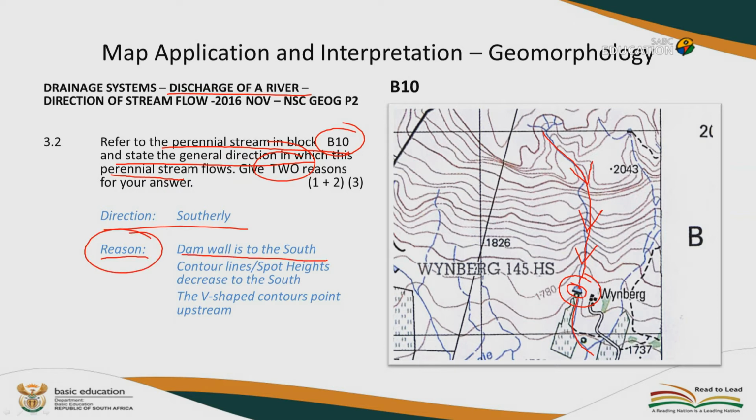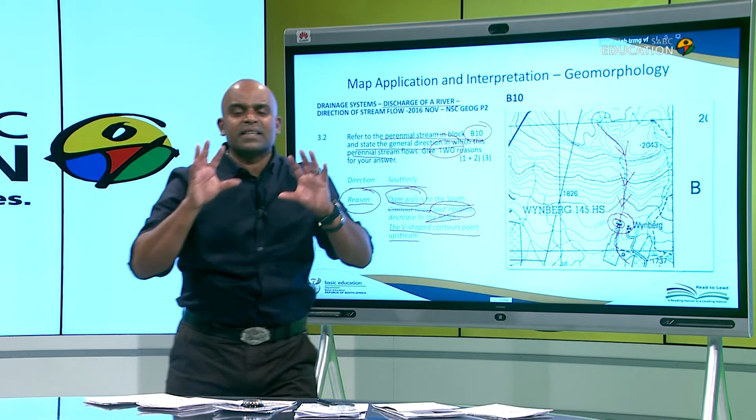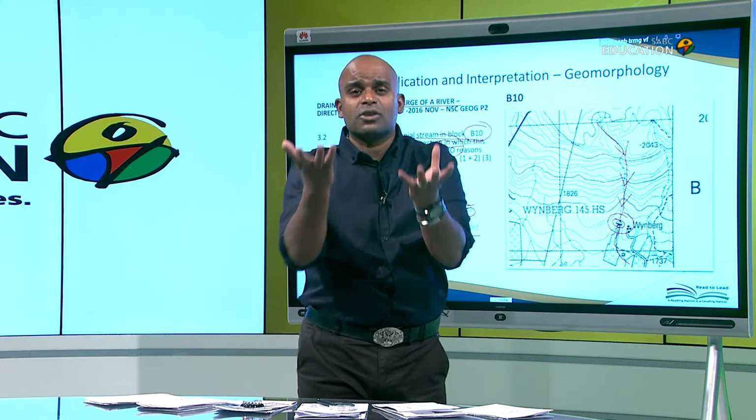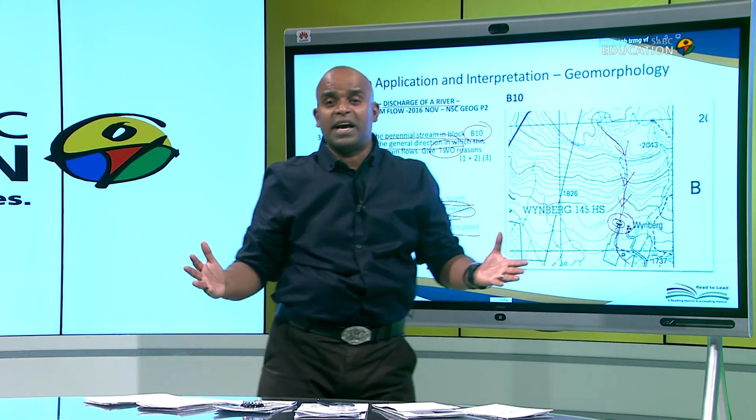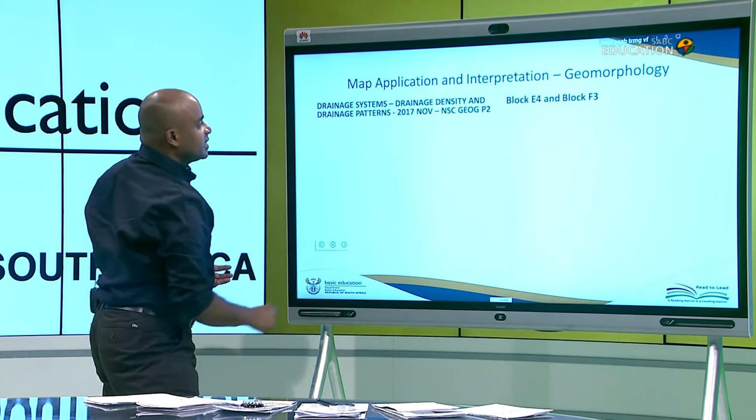Note again as a reason, the dam wall is located to the south, contour lines and spot heights decrease to the south, as well as the V-shaped contours point upstream. And these are but a few of the aspects of geomorphology in terms of direction of flow. Let's look at the next one.